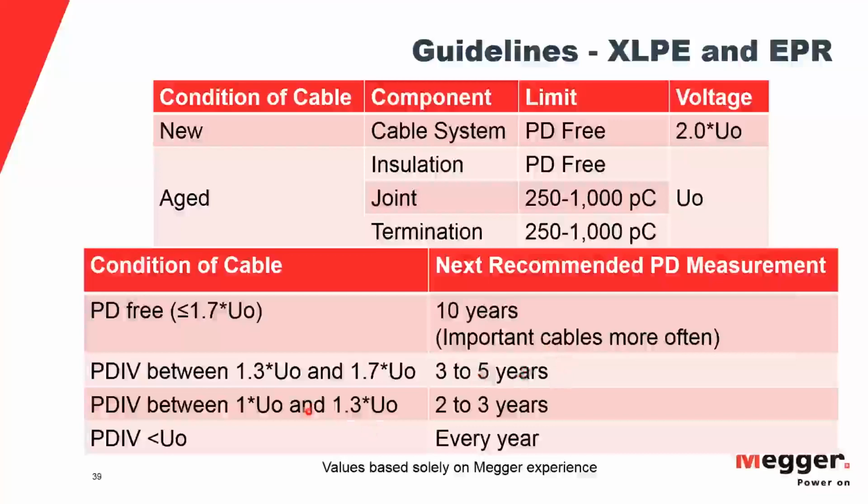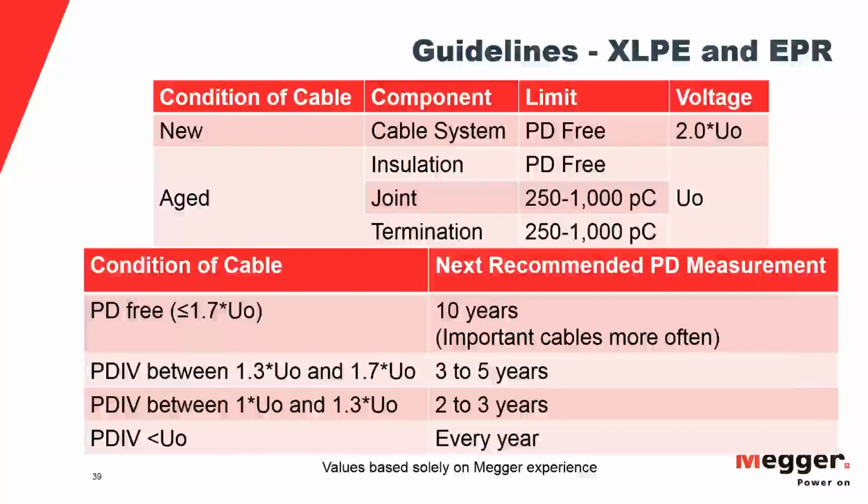Now think back to that case study. We found a problem in the insulation of the paper lead cable that was 500 picocoulombs. So that was 10 times less than what our guidelines are here. So that's a condition that we can tolerate.